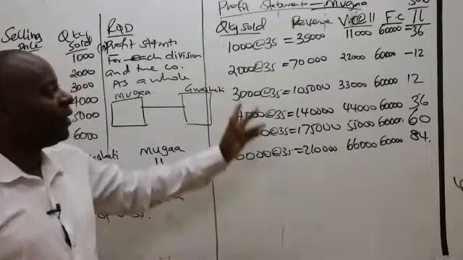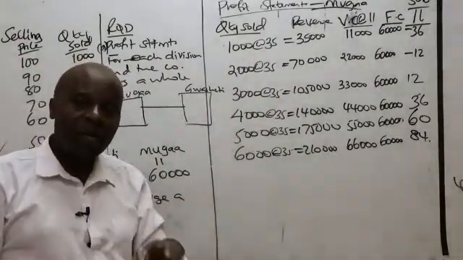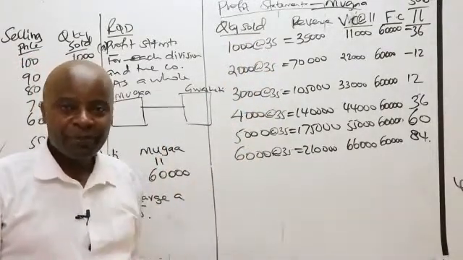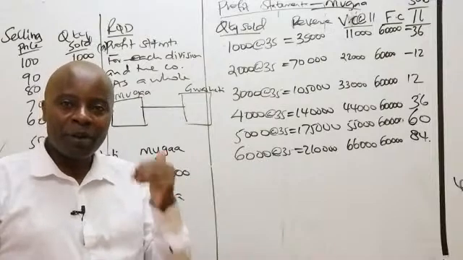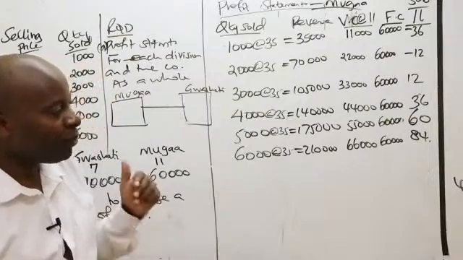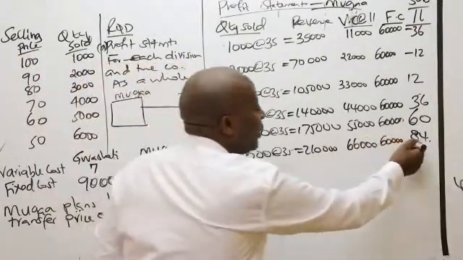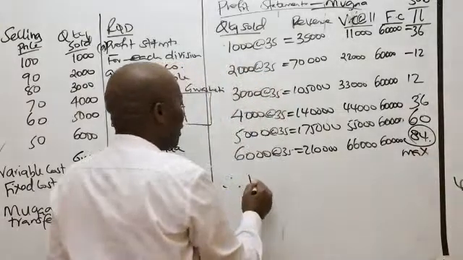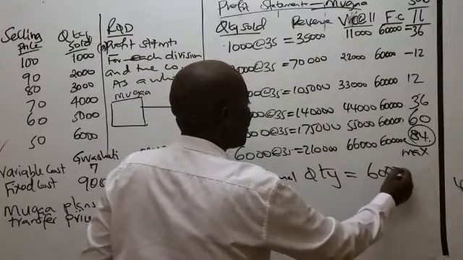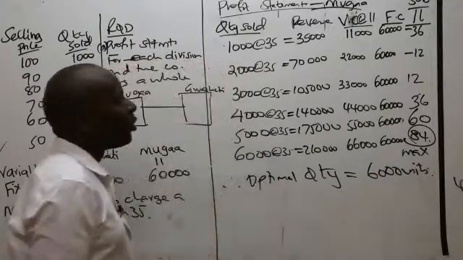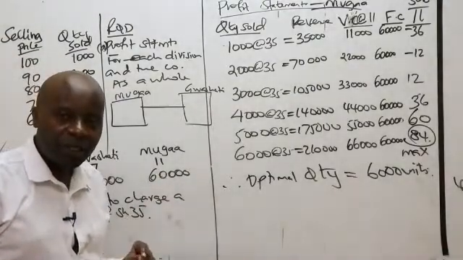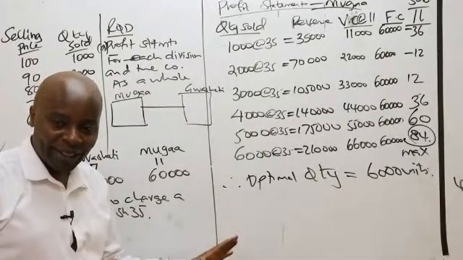Now, ladies and gentlemen, if you are the manager of Muga, which quantity will you take as the optimal quantity? Remember, optimal is the very best. In terms of profitability, optimal means profit maximization. So the one that will maximize this is our maximum profit, and therefore the optimal quantity. The optimal quantity to be produced is 6,000 units.